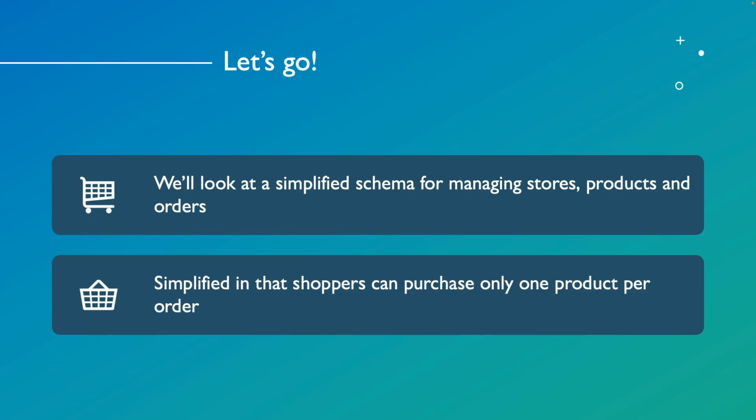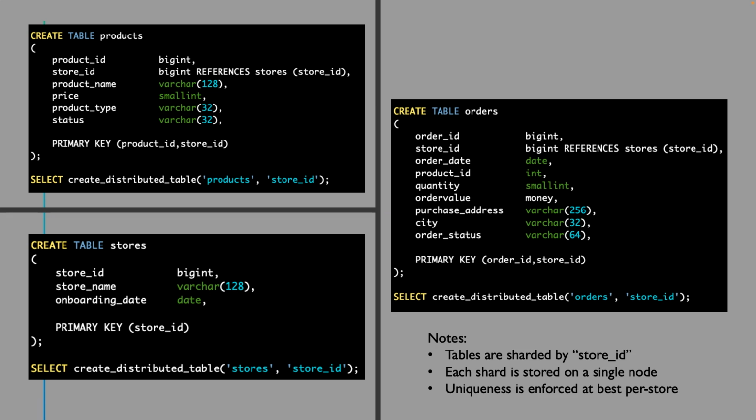So let's check it out. We'll jump right into it. We're going to look at a simplified schema for managing stores, products, and orders. I say simplified because in this little dream world, shoppers can purchase only one product per order. We do that just so that the relationships are simplified, because it's irrelevant to understanding the concept of the code. So we're going to jump into the gray nondescript world of code here.